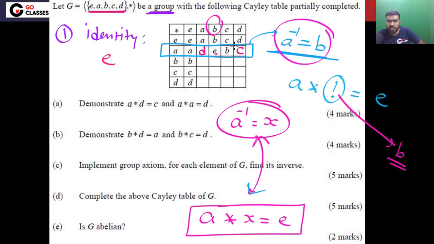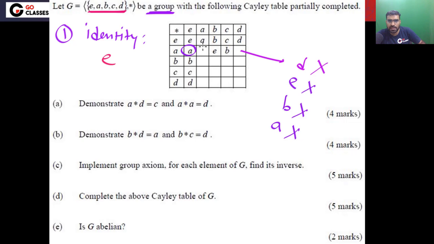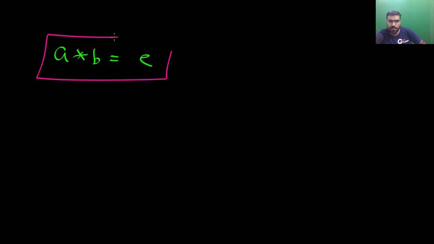If A inverse is B in a group, then automatically B inverse is A. Okay, so if A inverse is B, then B inverse is A. Very simple point. You can see in this table, look at this table. In this table, you can notice this entry. Look at this entry. This entry is simply A star B, and A star B is equal to E. I told you that if this happens, this implies that A inverse is equal to B and B inverse is equal to A.